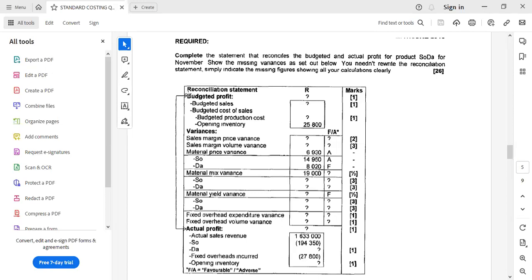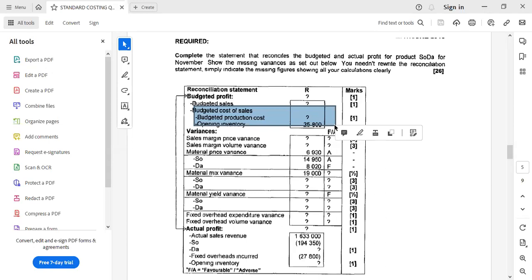They want the budgeted profit. Budgeted profit, that's budgeted sales less budgeted cost of sales, that is production costs. Then for us to get the budgeted profit, we need to get the budgeted sales, and we need to get the budgeted production cost. Right. These have nothing to do with variances. Calculating budgeted sales has nothing to do with variances.